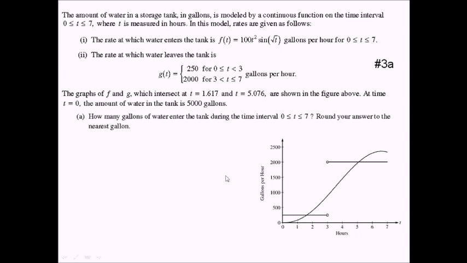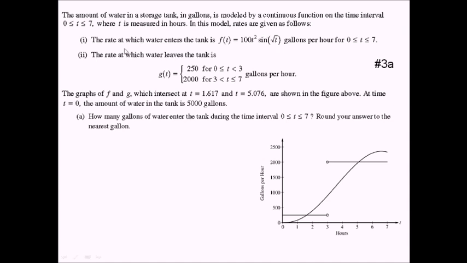For this problem, which involves a whole lot of reading and a graph, we have some water in a storage tank modeled by a continuous function on the time interval 0 to 7. And let's see here, we've got the rate at which the water enters the tank, this f of t function, 100 t squared sine of radical t. And yes, this is a calculator problem, so you should probably enter this in your calculator at your earliest convenience.